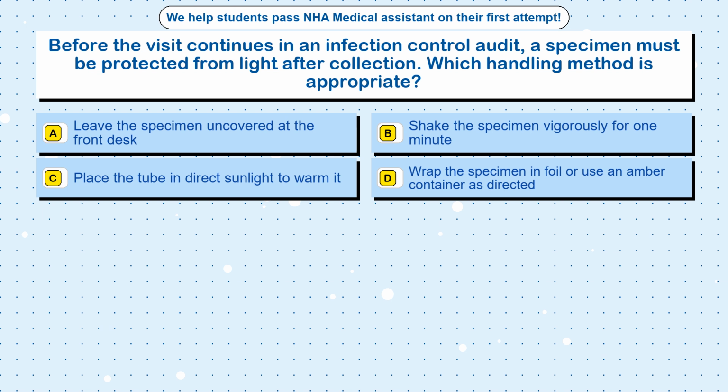Which handling method is appropriate? Option A. Leave the specimen uncovered at the front desk. Option B. Shake the specimen vigorously for 1 minute. Option C. Place the tube in direct sunlight to warm it. Option D. Wrap the specimen in foil or use an amber container as directed.